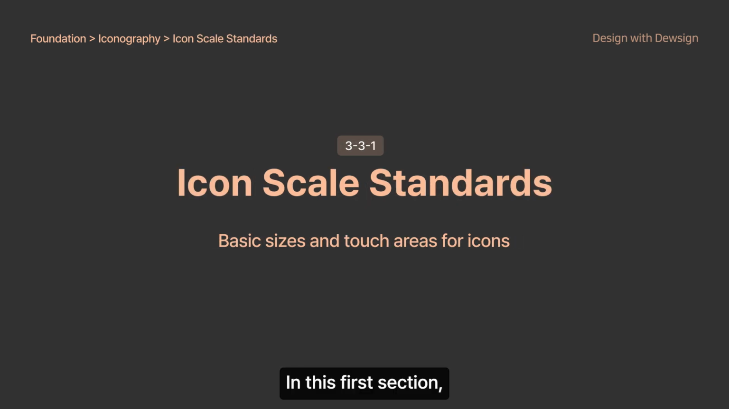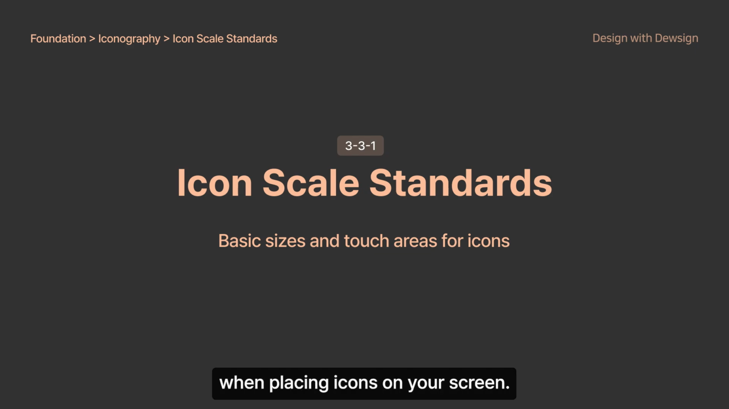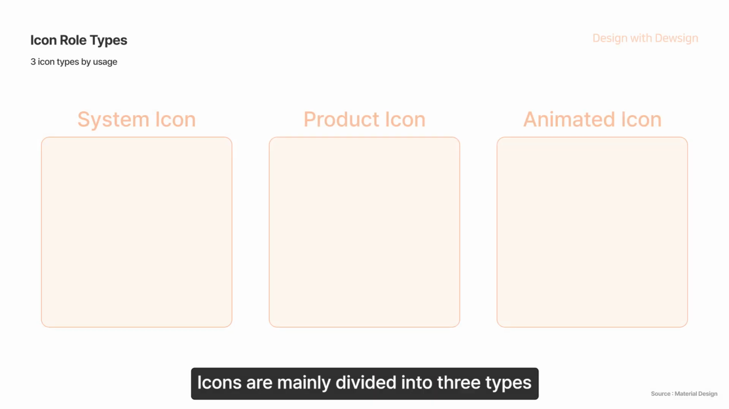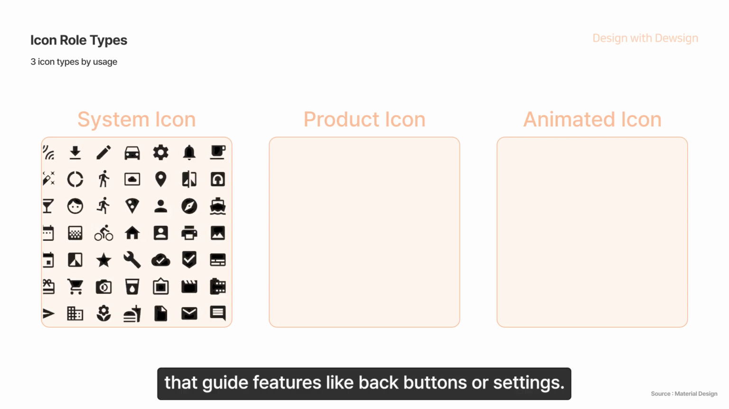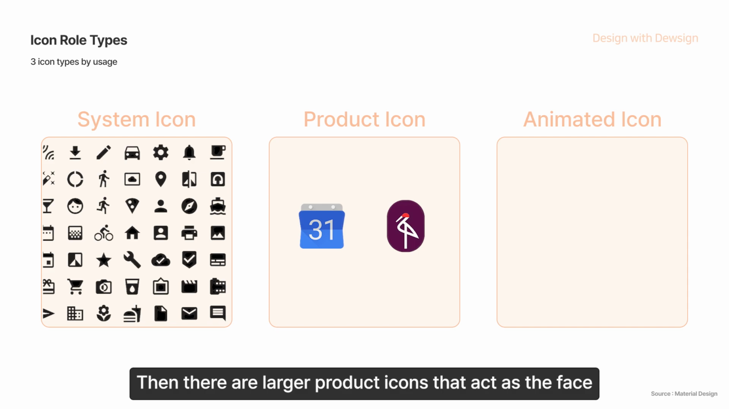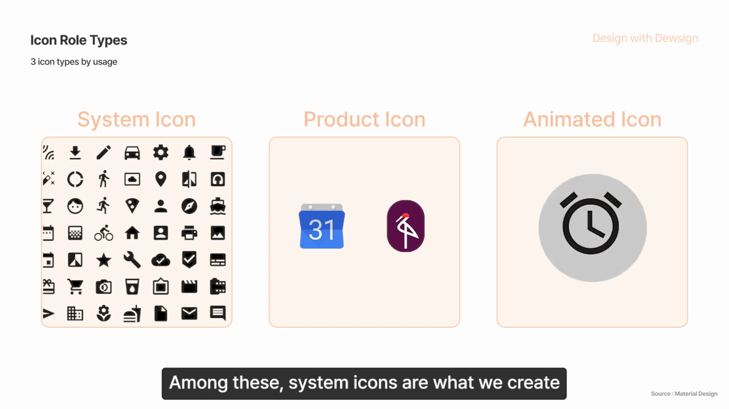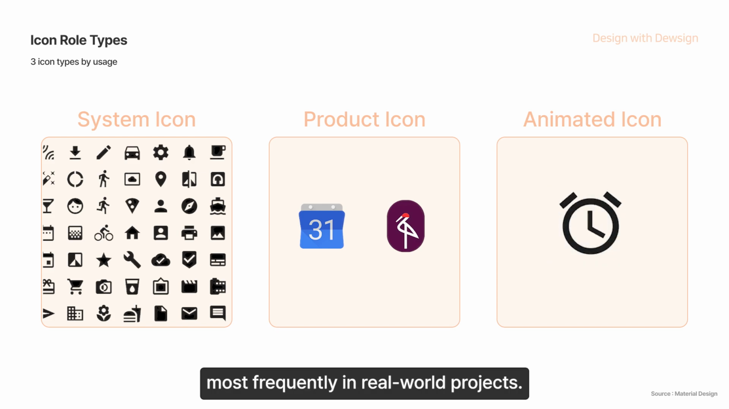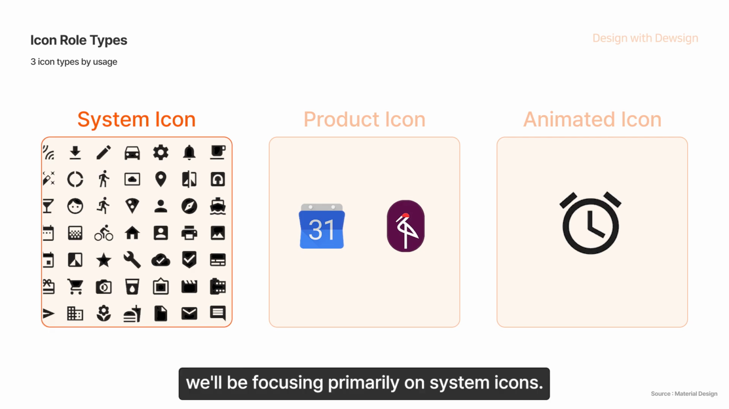In this first section, we're going to look at icon sizes and touch targets. Let's go over the basic measurements you absolutely need to keep in mind when placing icons on your screen. Icons are mainly divided into three types depending on their purpose. First, we have system icons that guide features like back buttons or settings. Then there are larger product icons that act as the face of your service, and animated icons that move. Among these, system icons are what we create most frequently in real-world projects. So for the rest of this course, we'll be focusing primarily on system icons.